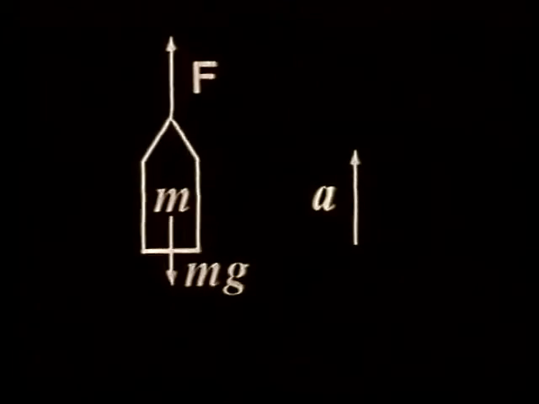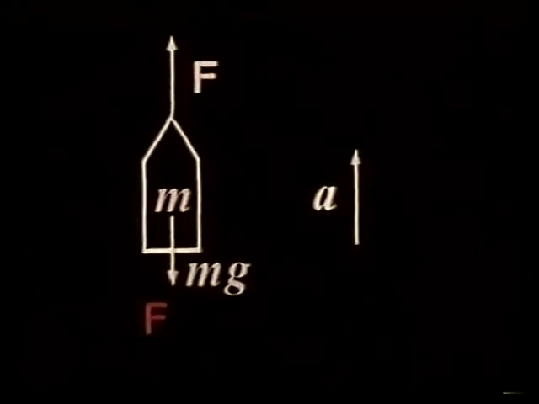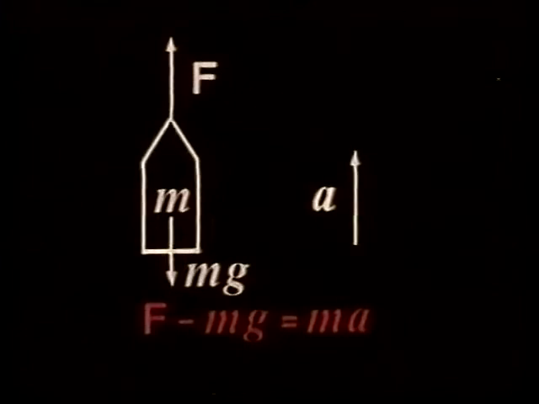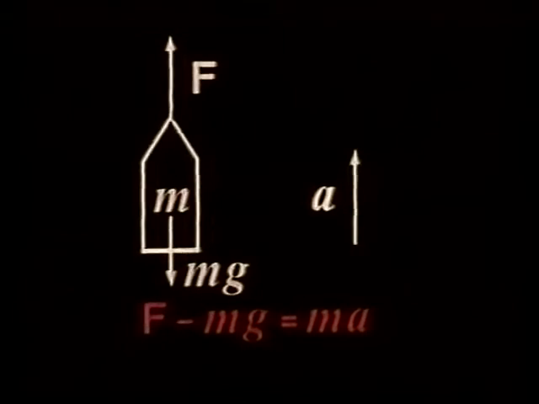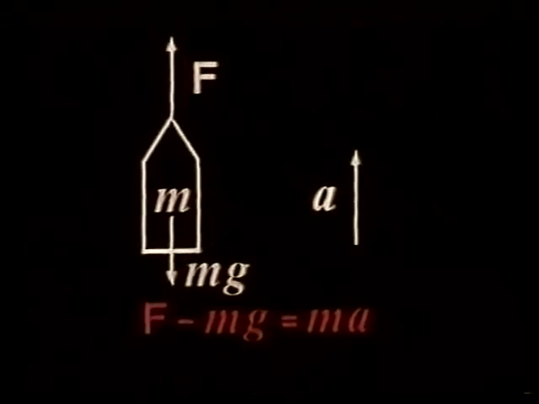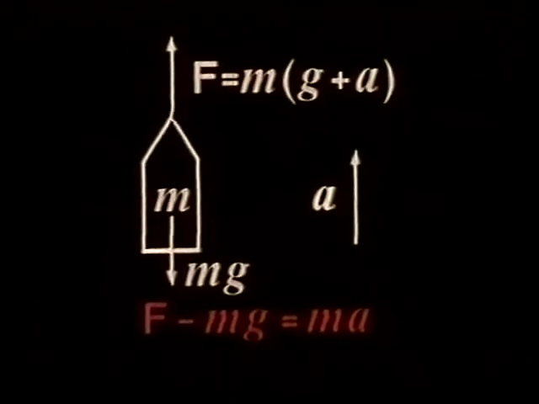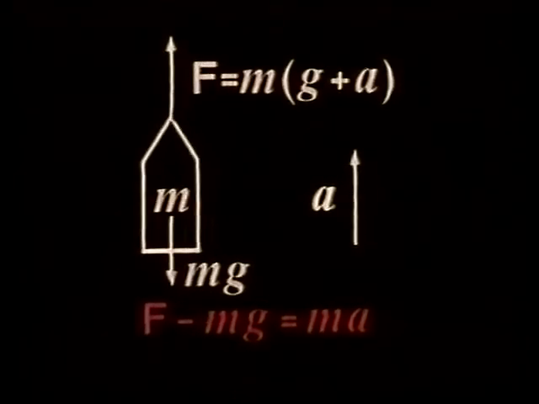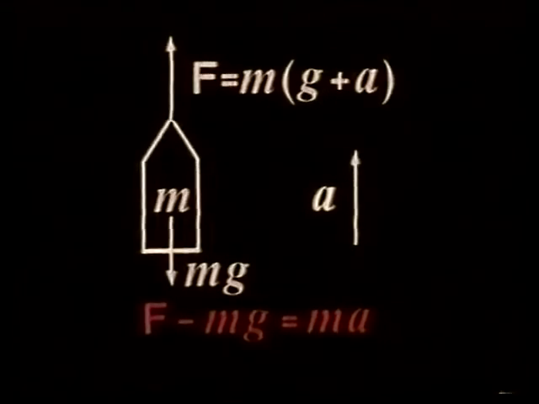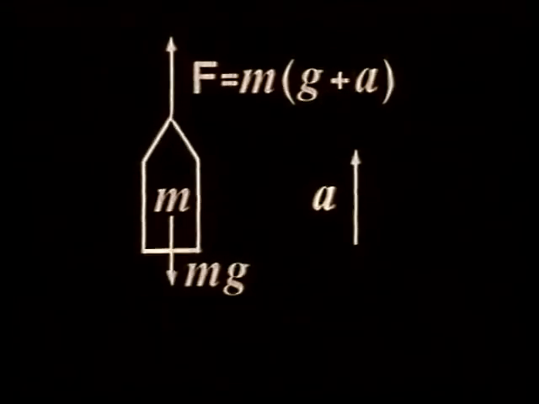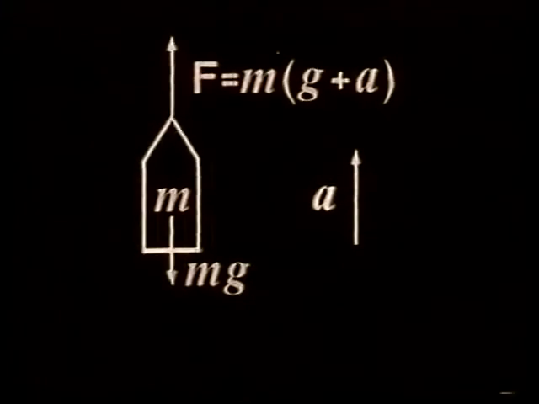Taking upwards as the positive direction, we can now write down the equation of motion. F minus mg, that's the forces on the cage, equals ma, the mass times the acceleration. That comes from Newton's second law, and this gives an expression for F. F is m multiplied by (g plus a). This is an expression for the force exerted by the rope on the cage for an acceleration a upwards. Now that acceleration a upwards gives the maximum magnitude for F.